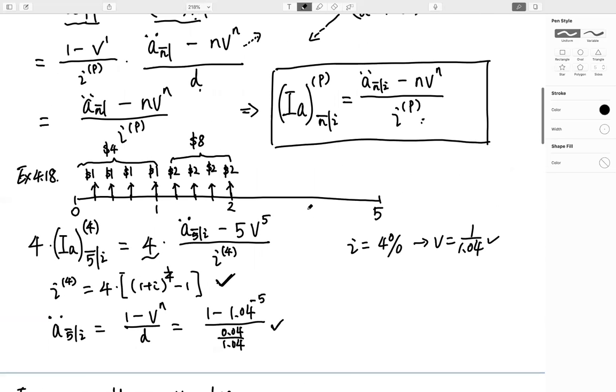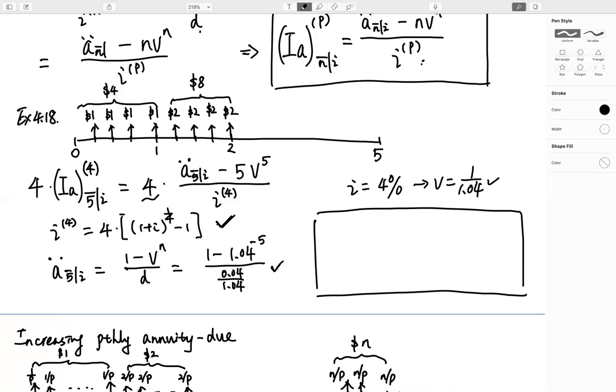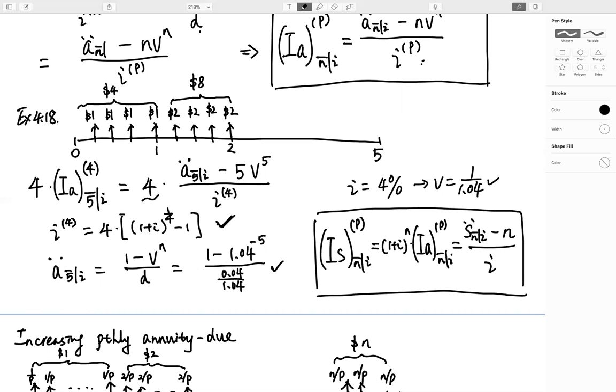Future value, it's exactly the same thing. For instance, what would be the future value? So the notation would be IS upper P angle N. This is obvious, right? So once you do the results, this becomes the accumulated value of an annuity due minus N, and then I will need to divide by IP.